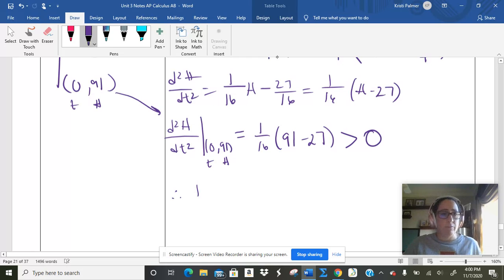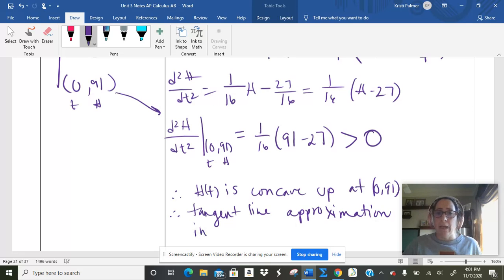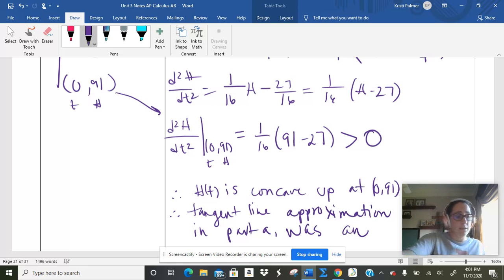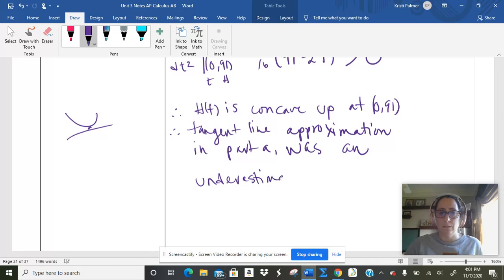Therefore, I know that my function here is concave up at that point. Therefore, the tangent line approximation in part A was an underestimate for t equals 3. Okay?